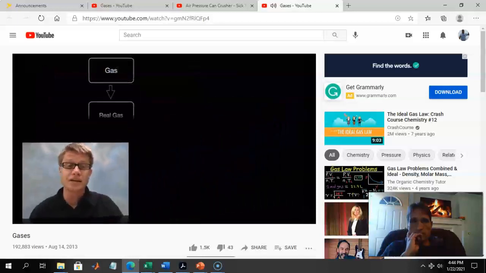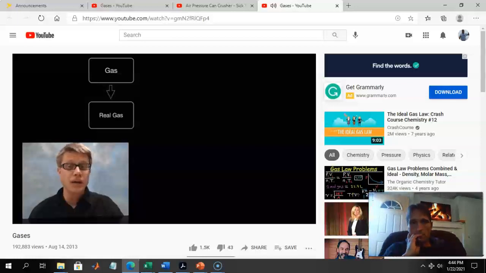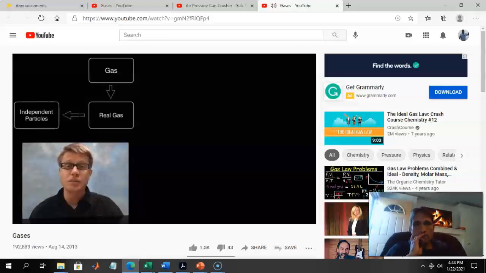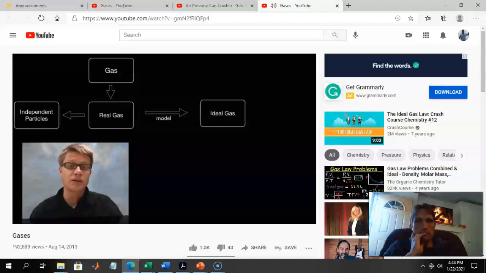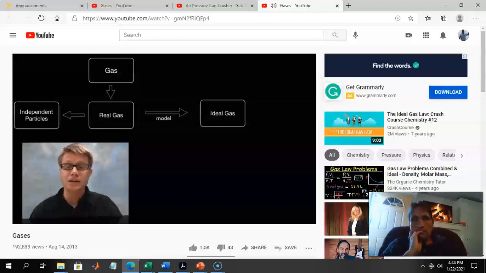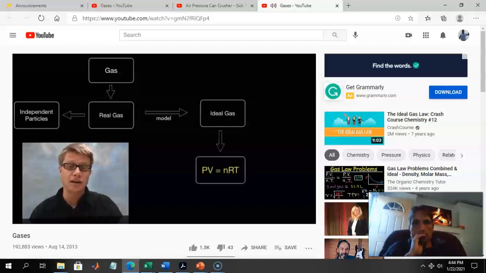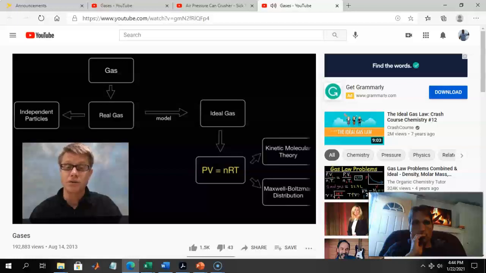So when we're looking at gases, basically a real gas is going to be made up of all these independent particles that are all just shooting around, moving around really, really quickly. They're not connected together at all. And so in science, what we can do is we can model that using what's called an ideal gas. And lots of times we'll use the ideal gas law. And this one, PV equals nRT, is one that you should learn right away and learn how to apply over and over and over again.